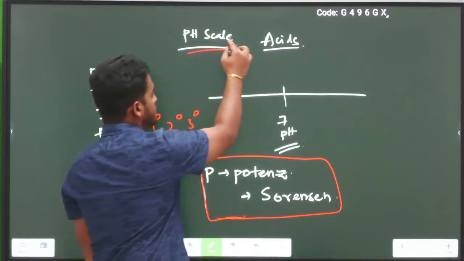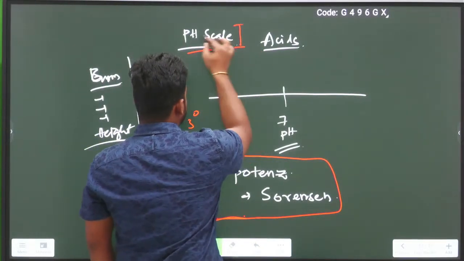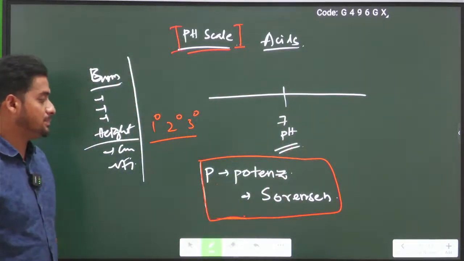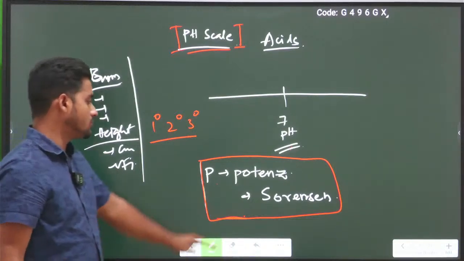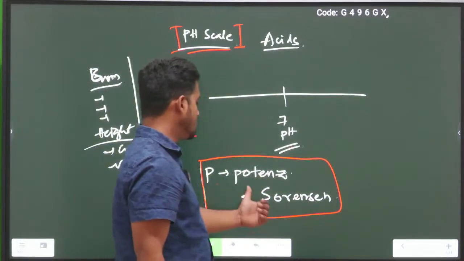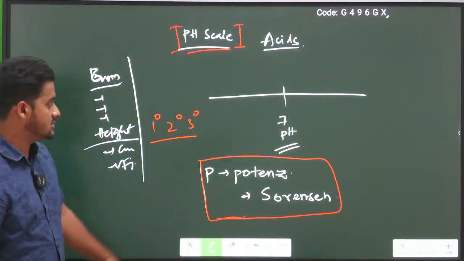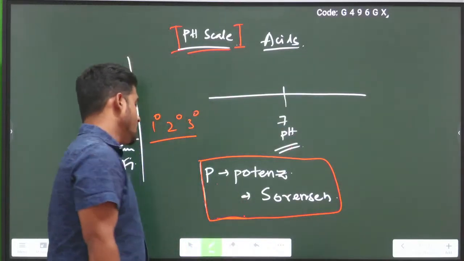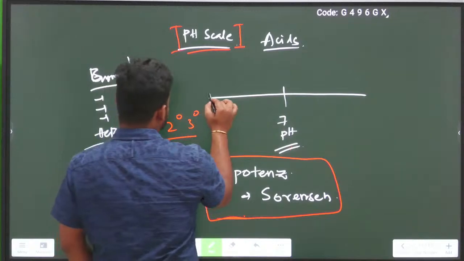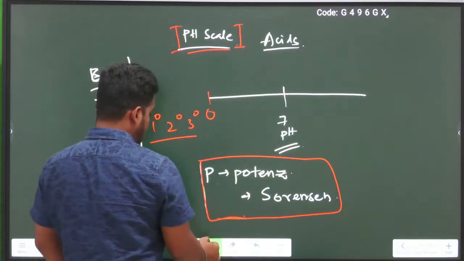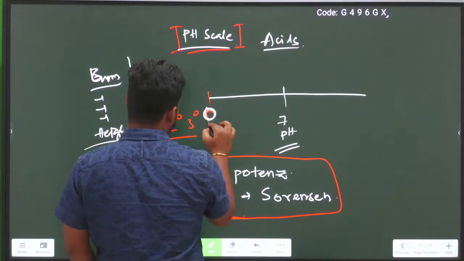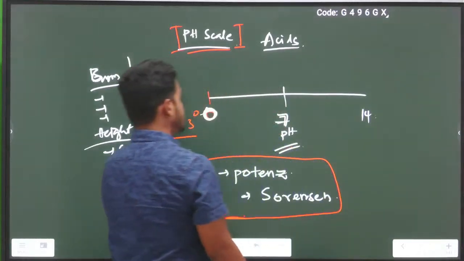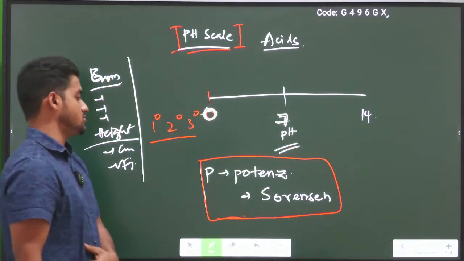So this scale, the measure of acidity, is the pH of the acid. P stands for potence of an acid. This pH scale was introduced by a scientist called Sorensen. Understood? Next, the units on this scale go from 0 to 7 and 7 to 14.